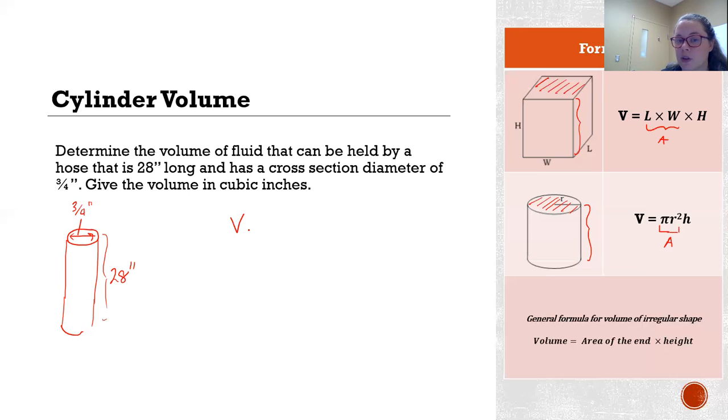So if I want to know the volume, I'm going to be equal to pi, 3/4 inches is 0.75. This is my diameter. Pi r squared times height. I need to figure out what the radius is. I have diameter, so the radius is equal to diameter divided by 2, which is 0.75 divided by 2, which gives us 3.75.